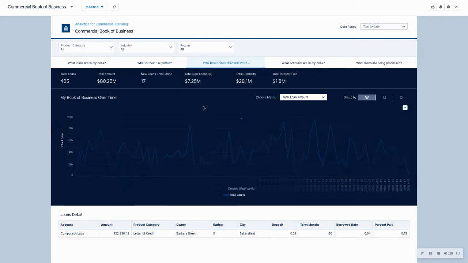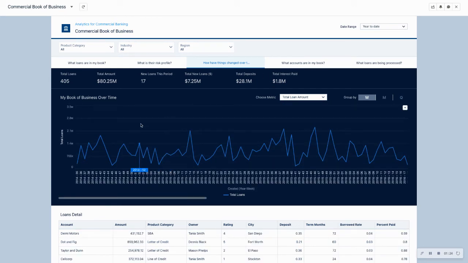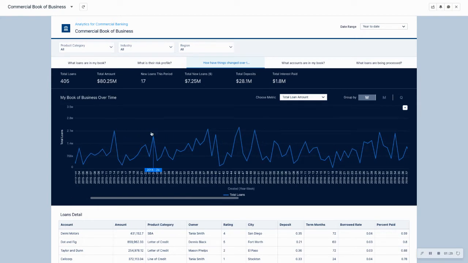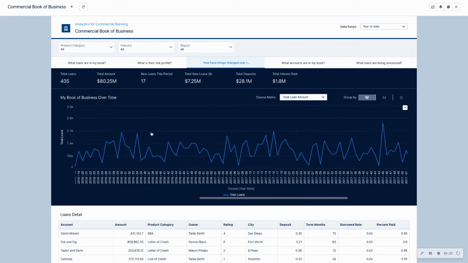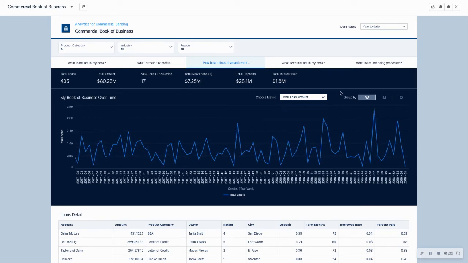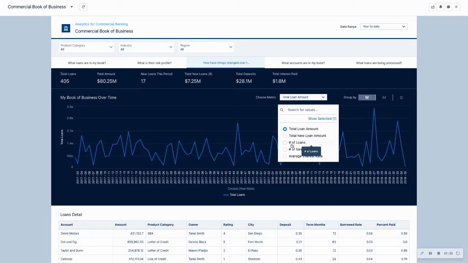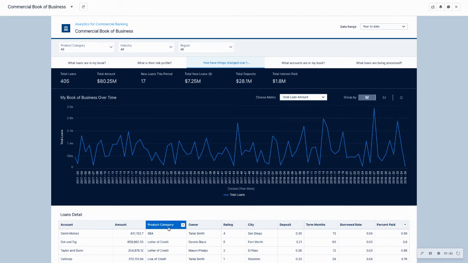Going next to how have things changed? If I refresh this so we can get a better look. All the way back from 2014, we can see how my book of business has changed via total loans. If I want to change to number of loans as a metric, to number of new loans, to average interest rate, all of those are available to me, as well as a loan detail at the bottom.